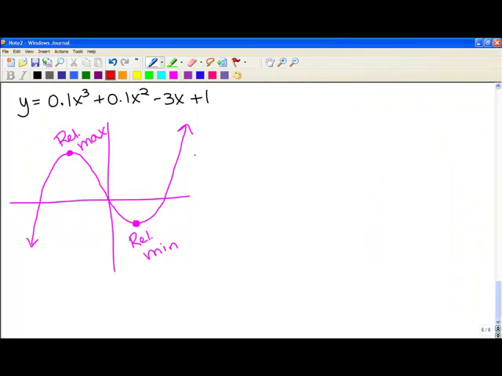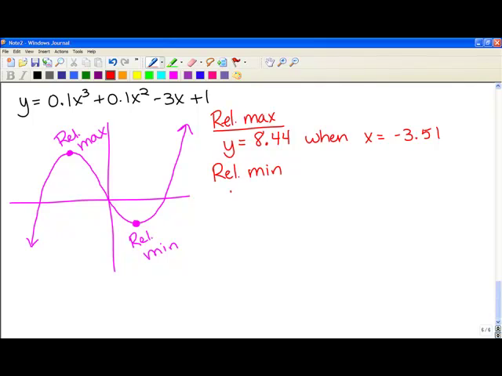So let's go ahead and write this down. We have a relative maximum. I'm going to write the y value first. That represents the height of 8.44. And the x value was negative 3.51. Okay, I'm going to get ready for this relative minimum. And let's see what values we get with that point.